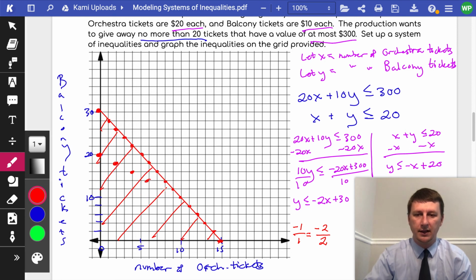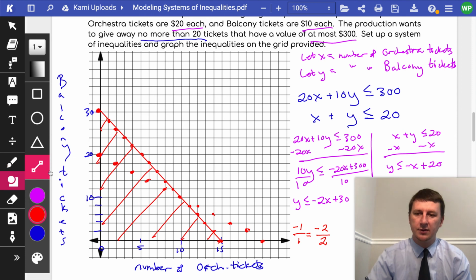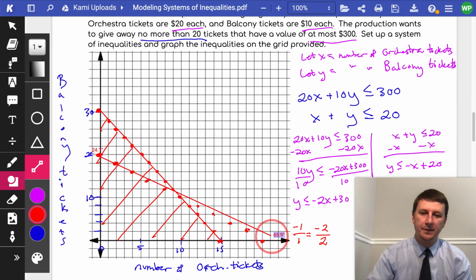down 2, right 2, down 2, right 2, and so on. It sounds like a song almost. Down 2, right 2, down 2, right 2. And again, this one's going to be equal to as well. So we're going to connect these with a nice solid line, no arrows.